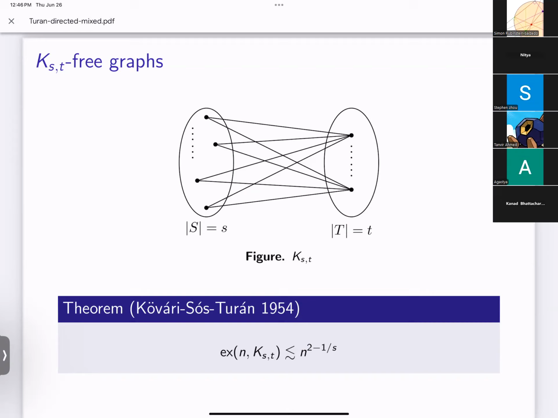And this is really illuminating because this tells us that in general, we have some upper bound for any bipartite graph on its extremal number of the form n to the 2 minus 1 over something. And why is that the case?